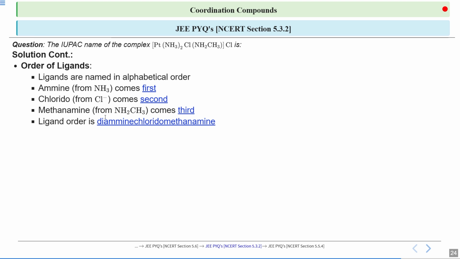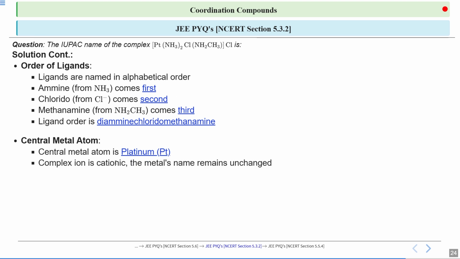We don't count the di, which represents the number of ammonia, in the alphabetical order. We always consider the first letter of the name of the ligand. So for amine we consider A as the first one. That's why we are writing diamine, chlorido, methanamine. So this is the ligand order. Now the central metal atom. The central metal atom is platinum, Pt, already given. Because it is a cationic complex, the metal name will remain unchanged, that is platinum.